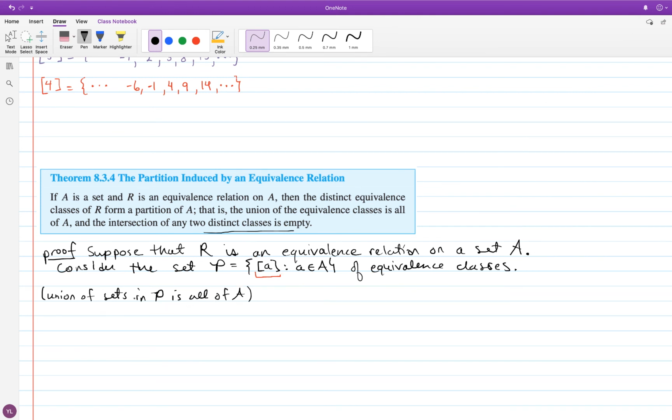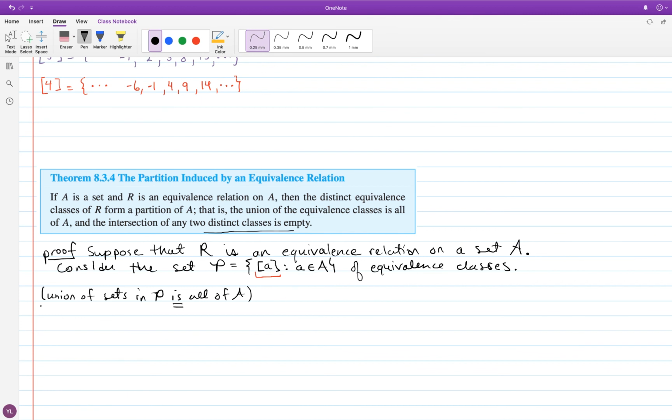Okay, so first off, since P is a collection of subsets of A, it's already obvious that the union of the sets in P is a subset of A, because if you take a bunch of subsets of A and union them together, then you're certainly going to get a subset of A. We're trying to prove equality here, and since subset in one direction is obvious, the only thing left to show is that A is a subset of the union of the sets in P.